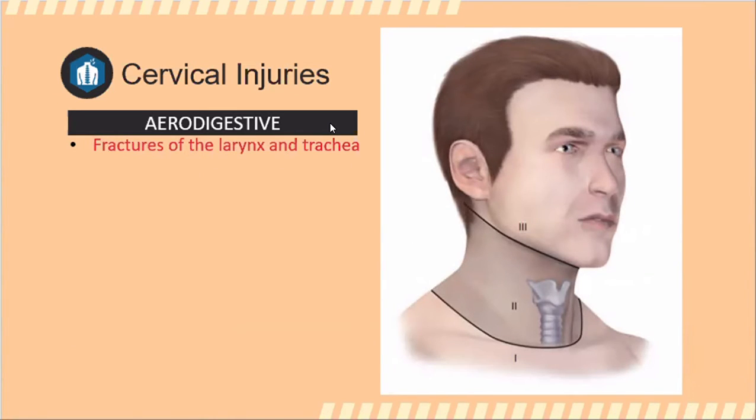Next, for aerodigestive injuries, cervical injury. So we have your fractures of your larynx and trachea. So fractures of the upper airway, there's an escape of air into the subcutaneous tissue. So patients will present with cervical emphysema. Okay? So there's swelling in the neck area that extends to the face because of the escape of air.